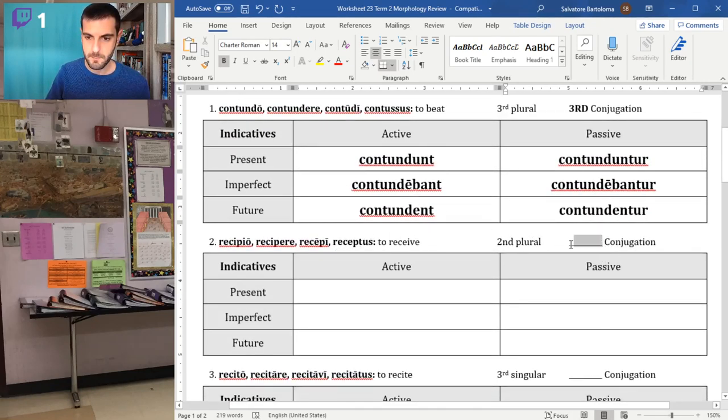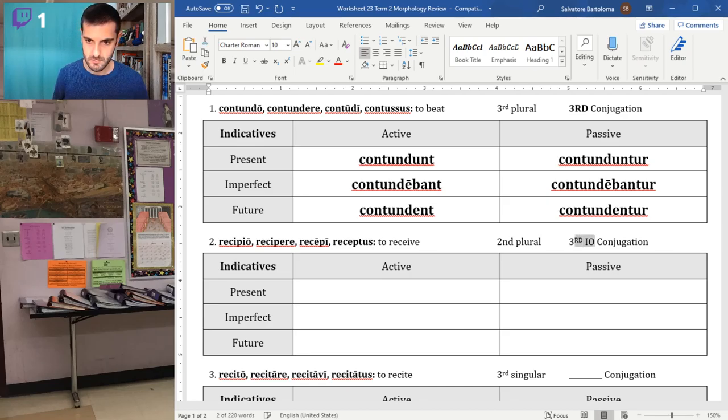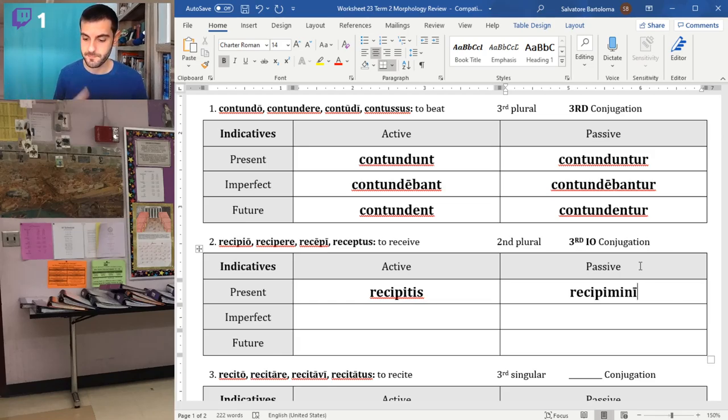The next verb is recipio, recipere, so that is third io. Third io is just the third conjugation pattern with some extra i's built in. So recipitis would be my present form, tis for second person plural. And recipimini, so y'all receive and y'all are received. For imperfect, recipiebatis. So we have the i because it's recipio, and then we have the e because it's third conjugation. So it's a combination of the two.